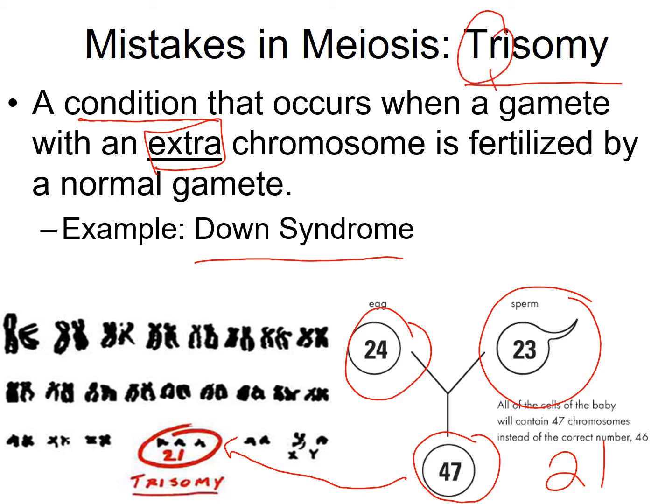Why tri? Tri means 3. Everybody has a set of 2, right? This one has 3. It's just like you and your best friend going on a date, but you have that third wheel. That's trisomy.